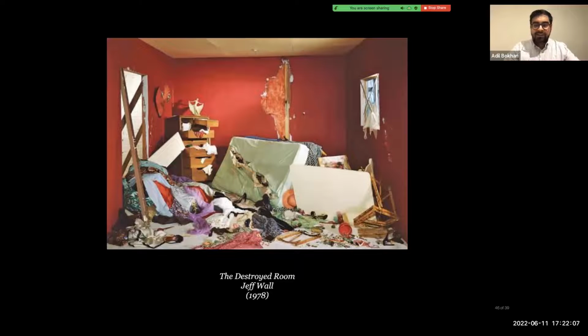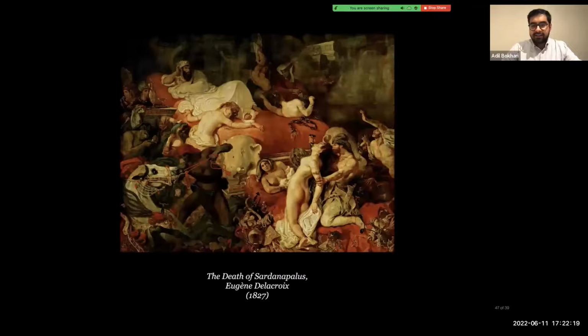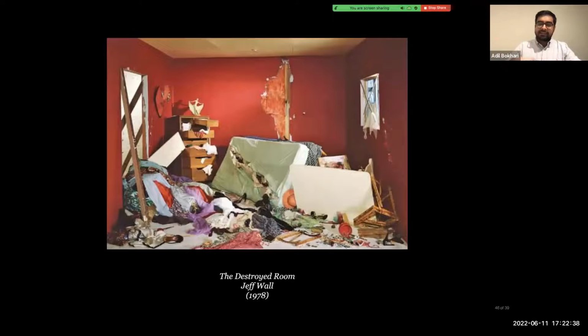So this is the destroyed room. This is a diorama constructed by Jeff Wall. So these are all people of a similar time. And then initially it just looks like a destroyed room, but then you realize that it's a pure imitation of the composition that you find in this painting by Delacroix. So you see the objects have been replaced by other objects. There's a certain spirit in the composure of this painting that is deployed here and used by replacing objects.